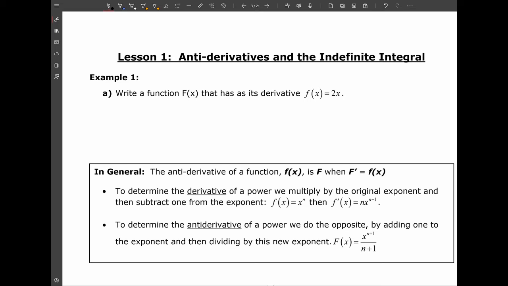All right, everybody, we are into our final unit for this course. We're going to start with Lesson 1, Antiderivatives and the Indefinite Integral. So you might have some idea what an antiderivative is just based on the name, but we'll see.